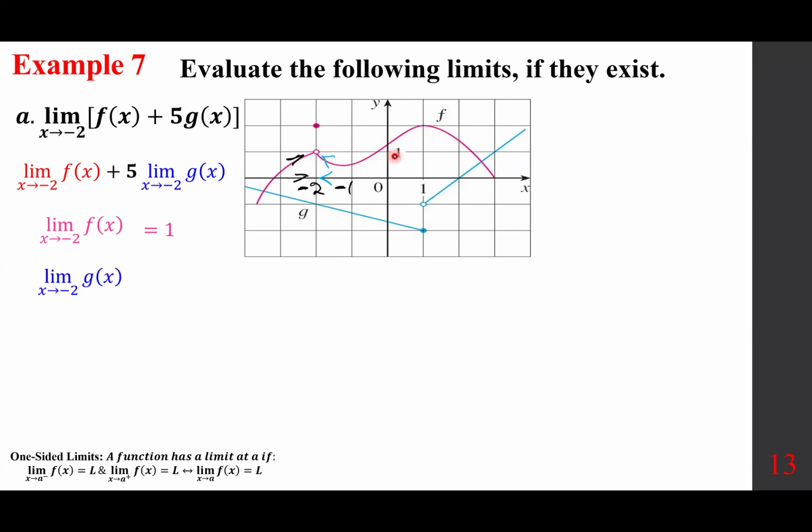For g of x as x approaches -2, from the left and from the right, we are moving towards this point, and this point has a y coordinate -1. It's a continuous function at that point. So we have, this is 1 and 5 times this one, 5 times -1. They add up to -4.